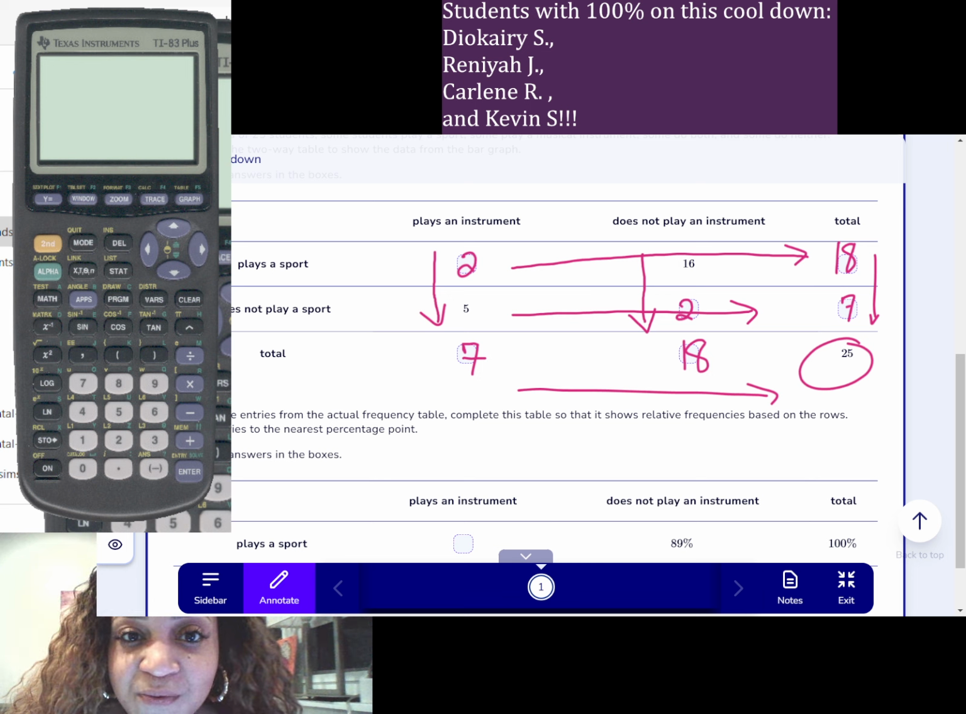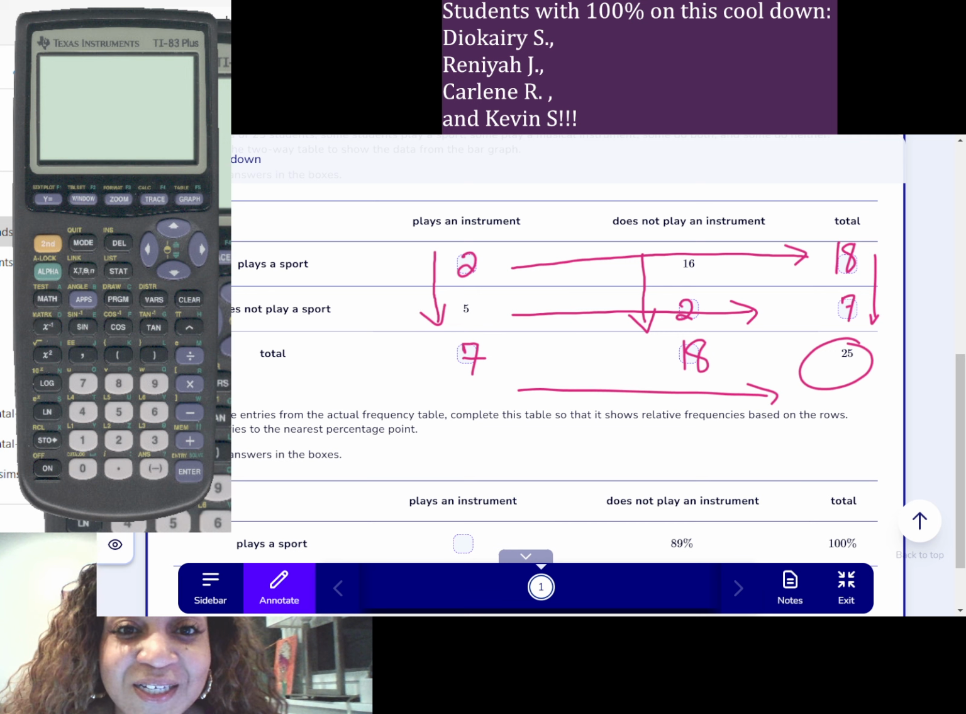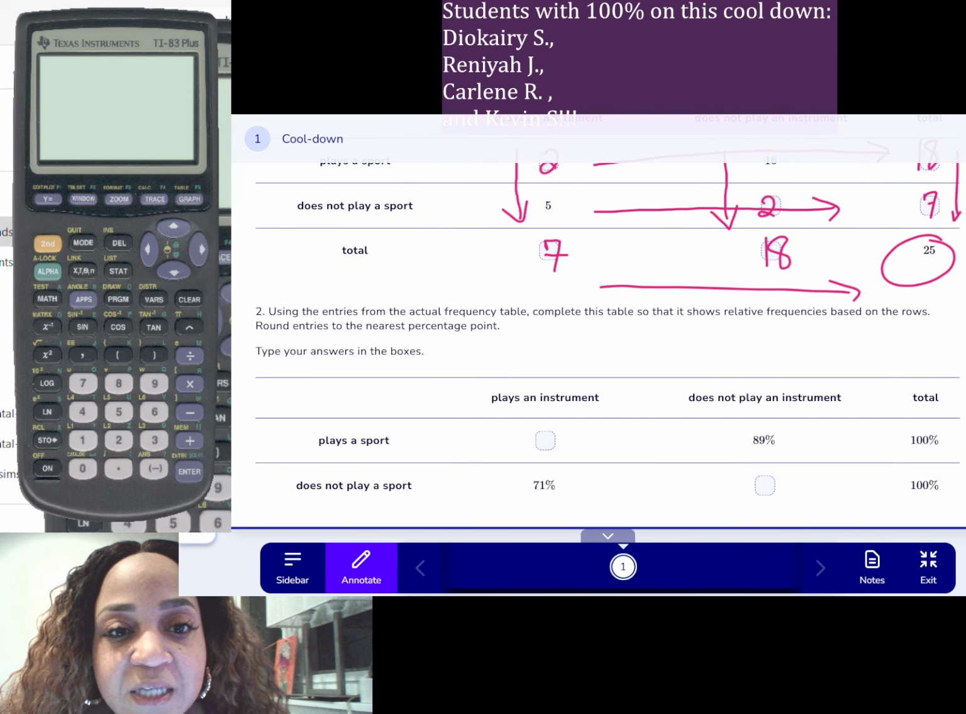Also, shout out to the 4 students above. You already have 100% on this cooldown. Kyrie, Renaya, Carlene, and Kevin S. I'm so proud of you guys. Keep it up.